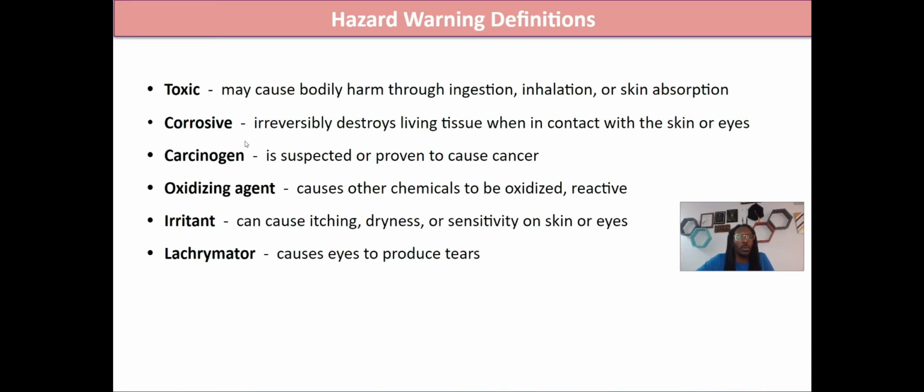Corrosive is basically going to destroy your living tissue. So if you get this on you, you might be in some bad shape. So you want to avoid those hazard warnings. Carcinogens are basically things that are going to cause cancer. Oxidizing agents are basically causing your chemical, or whatever chemical it is with, to be oxidized. So these are very reactive chemicals for the most part.